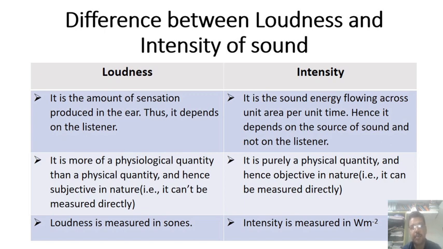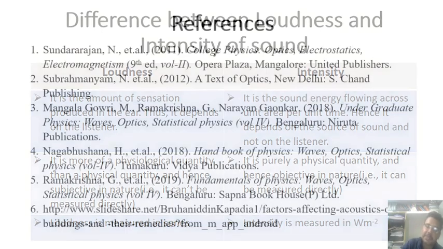Subjective or objective nature means whether it can be recorded directly. Loudness cannot be measured directly. Loudness is measured in phons. Intensity is measured in watts per meter squared.